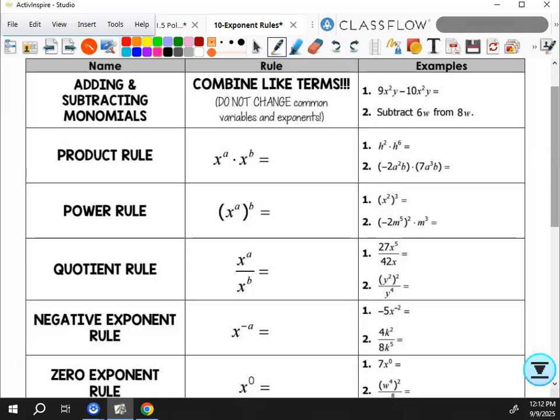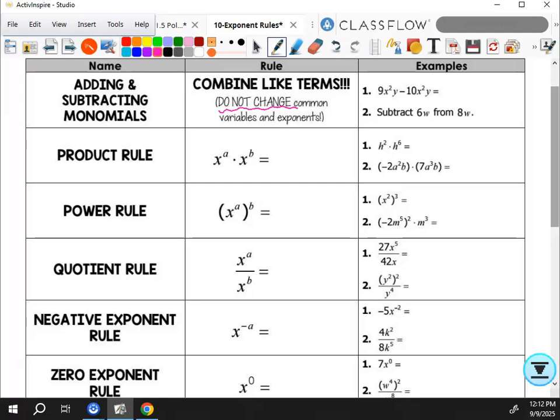When you are adding and subtracting monomials, meaning just single terms, and you combine like terms, like you've been hearing for years, make sure you do not change common variables and exponents. So I pointed out number one here. We've got 9x squared y minus 10x squared y.